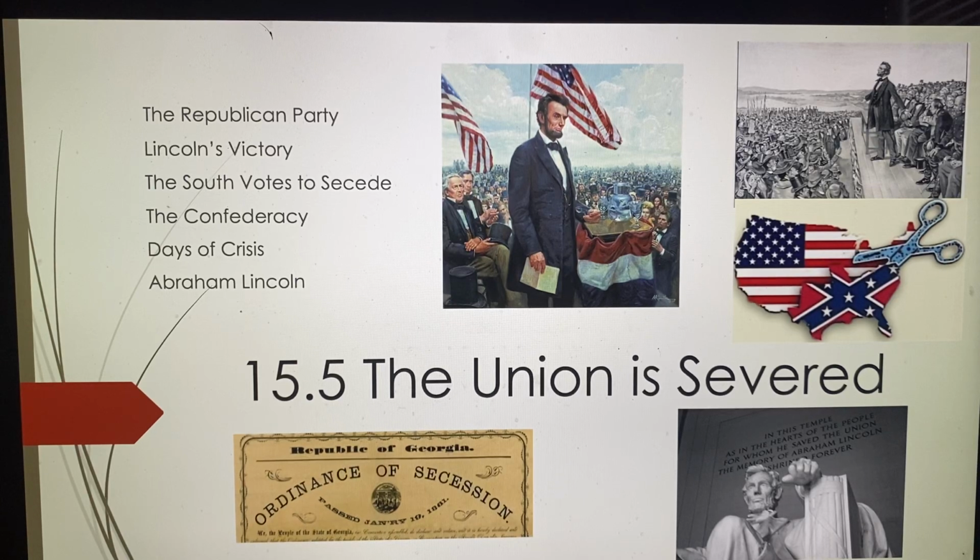American History, Chapter 15, Section 5. The Union is severed. We're going to be talking about the Republican Party, Lincoln's victory, the South voting to secede from the Union, the Confederacy forming, the days of crisis, and on to Abraham Lincoln. So you can see there in the picture what the issue is, dividing the country between the North and the South.